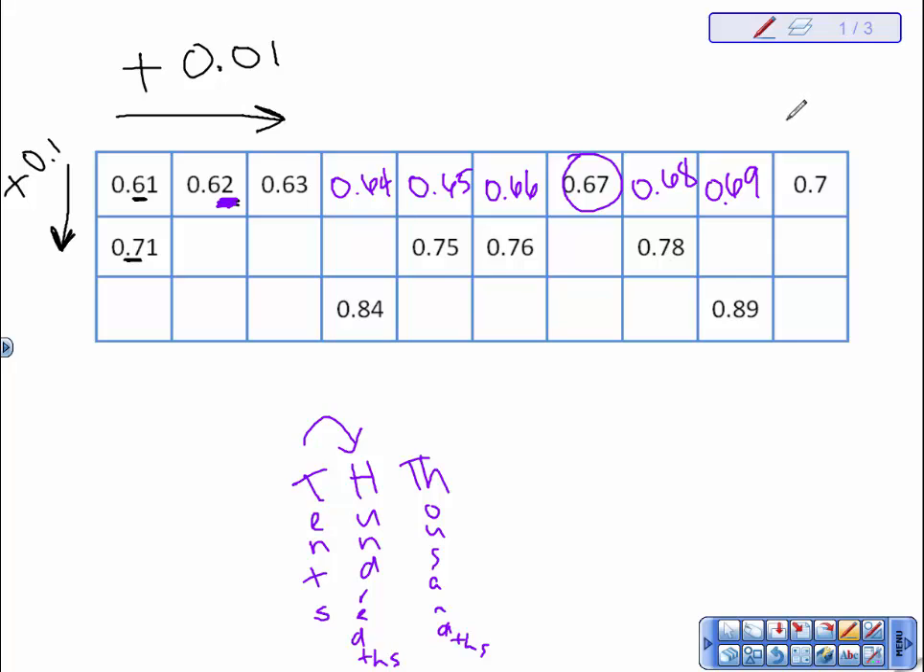After 69 would be 70 hundredths. Now, remember when we're talking about decimals that we don't end a decimal with a 0. It's unnecessary because 0 hundredths equals nothing.